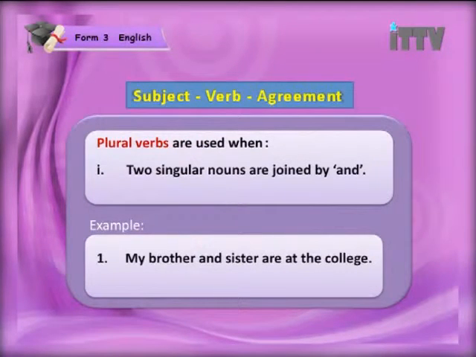All right, students, the next part. Plural verbs are used when two singular nouns are joined by and. Look at the example. My brother and sister are in the college. Now, see, we have two nouns, brother and sister, joined by and. So that's where we are using the plural. My brother and sister are at the college.